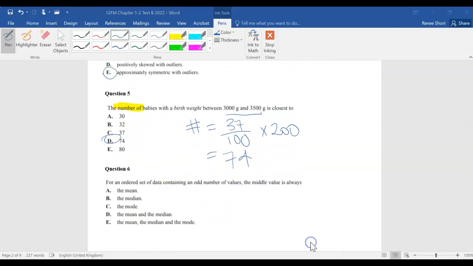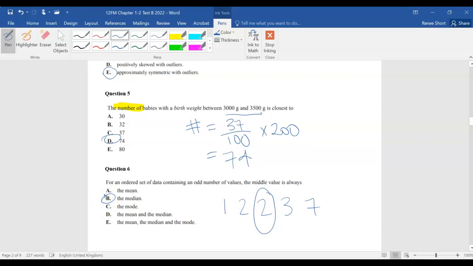Question 6 here, it talks about then an ordered set of data containing an odd number of values. The middle value is always blah. So if I've got 5 numbers, let's write 1, 2, 2, 3, 7. The middle value here we would know is our median, and so the answer is B.